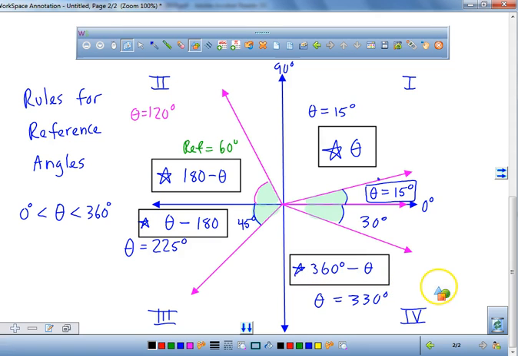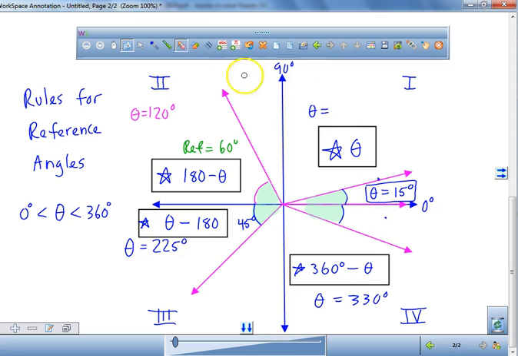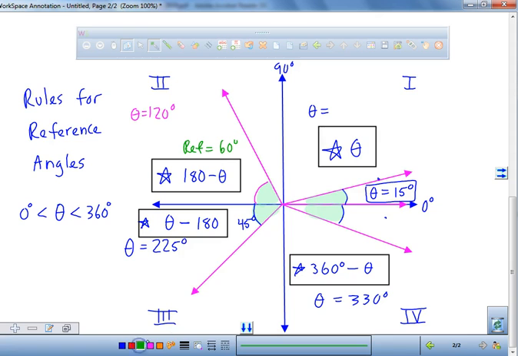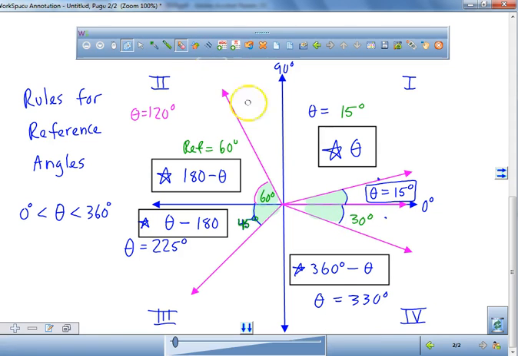Remember, theta has to be between. And I'll put all of our reference angles in green. The first reference angle was 15 degrees. The second one was 60 right there. The third one, I'm going to trace over it, that's 45, and the last one right here was 30. Okay. So these are the 4 rules. Quadrant 1, Quadrant 2, Quadrant 3, Quadrant number 4.